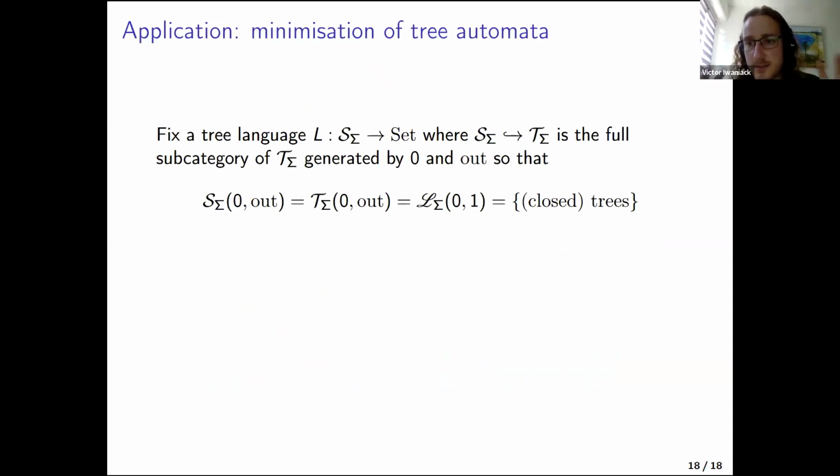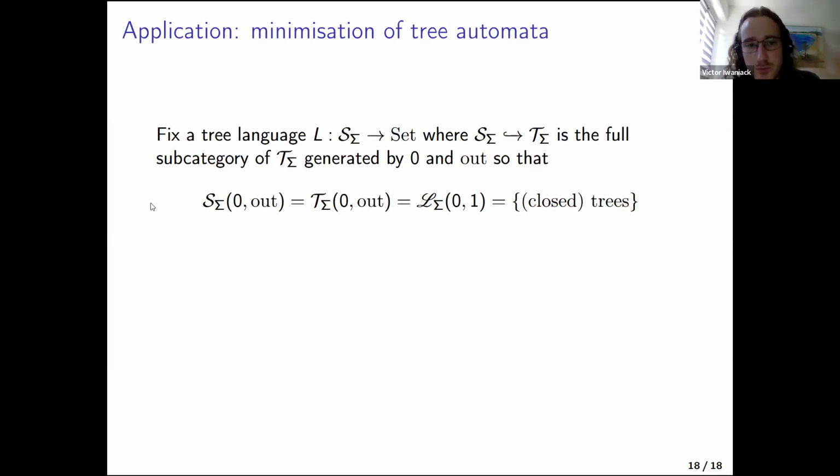We apply this formula to tree automata. So we fix a tree language, so a set of trees. We do this as for the classical case by taking a simple full subcategory S sigma, which plays the role of O sigma star, and bipointed functors correspond exactly to subsets of trees. So it's a tree language.